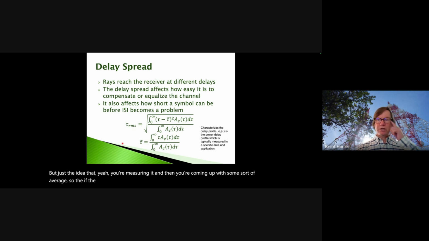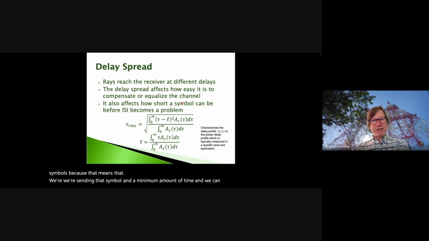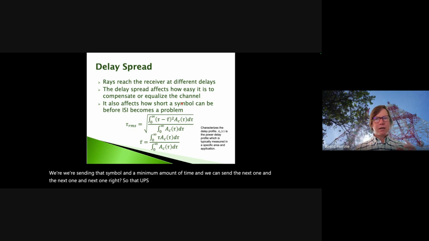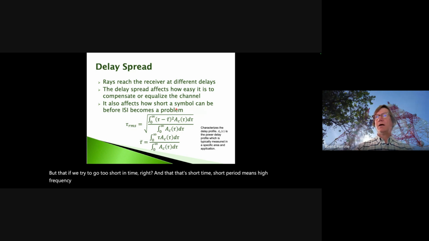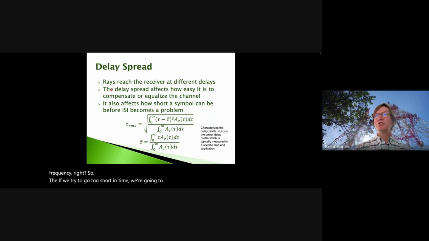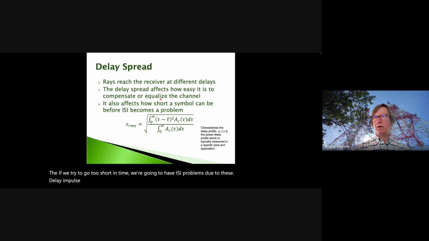So the symbol duration, well, let me say it another way, right? We like short symbols because that means that we're sending a symbol in a minimum amount of time, and we can send the next one and next one and next one, right? So that ups our capacity or our rate at which we're sending information. But if we try to go too short in time, right? That's short in period, which means high frequency, right? So if we try to go too short in time, we're going to have ISI problems due to these delayed impulse responses, right?